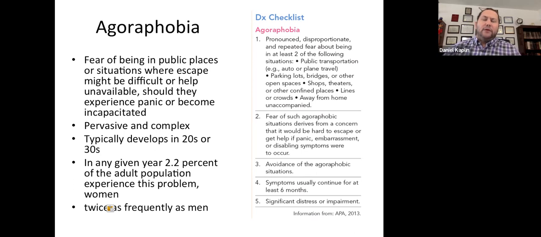So, when does this typically occur? This typically occurs in early adulthood, which is your 20s or 30s, and we tend to see about 2.2% of the adult population report agoraphobia, and women report it twice as commonly as men.